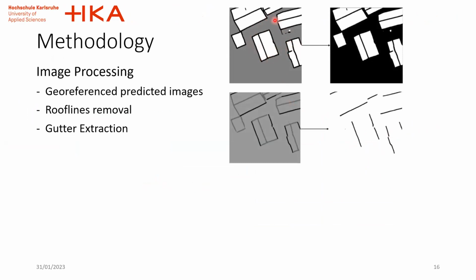From this image, we do the image processing. We just remove this background roof line and equalize it with the background. So we will have only the roof segment here, only the roofs. In this one, we just extract the gutter information, and we will just have this. We will equalize this background with all the lines except the gutter. So we will have this line.